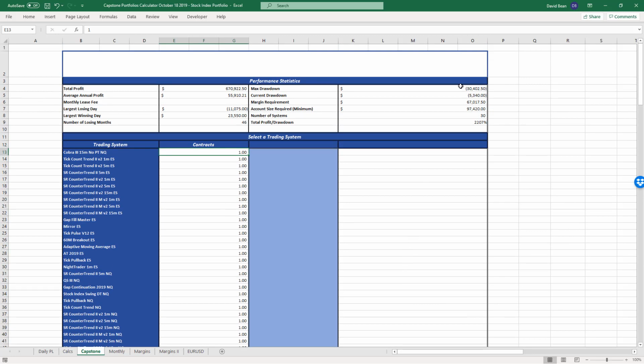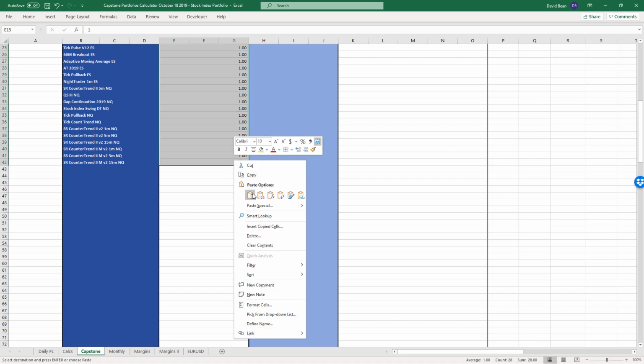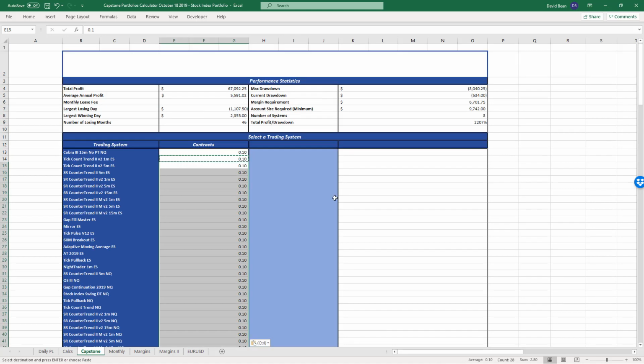What are the results? 30,000 max drawdown, average annual profit of 55,000, total profit of 670,000, a margin requirement of 67,000, and account size required 97,000. And so what could you do if you wanted to trade the micros? So if you trade the micros, one micro is 1/10 of a full contract, so it would be 0.1. And you could just copy and paste that all the way down. So I'm going to do that. I'm going to copy and paste this all the way down, and you're going to see the updated calculations of trading one micro.